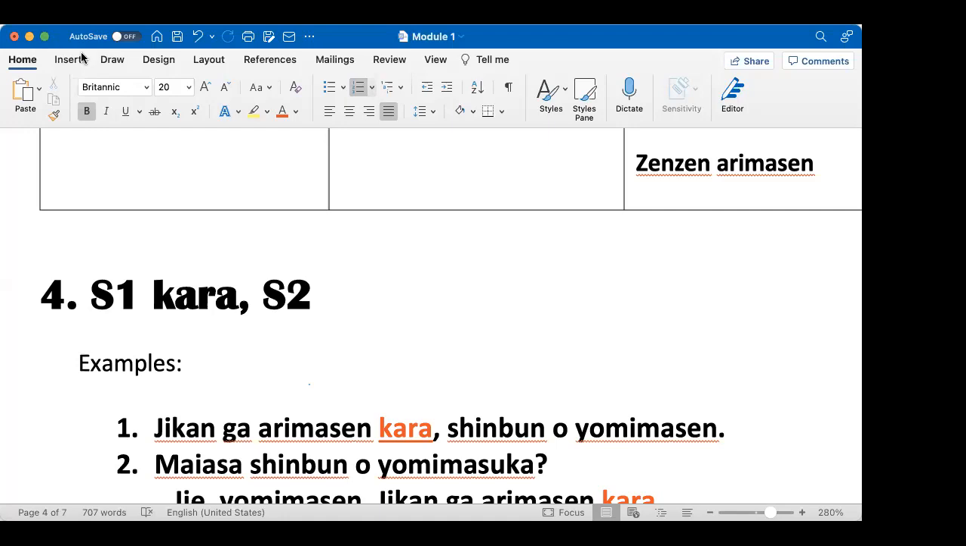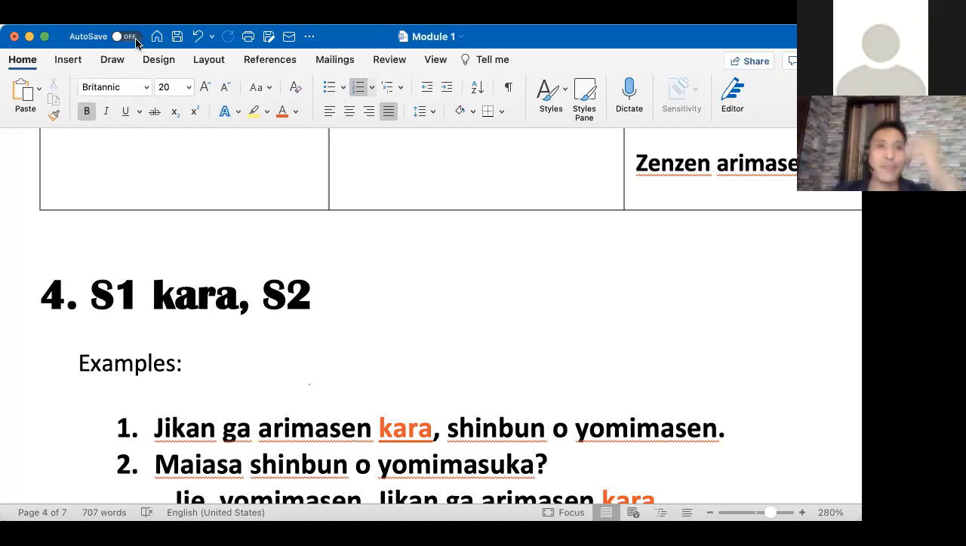Okay, hello everyone. I'm sorry for the interruption, okay? So yun po, gaya ng sinabi ko kanina, we use this expression when we're talking about cause effect. Nangyari to, kaya ito yung rason bakit ito nangyari, no? So kara yung ginamit natin.